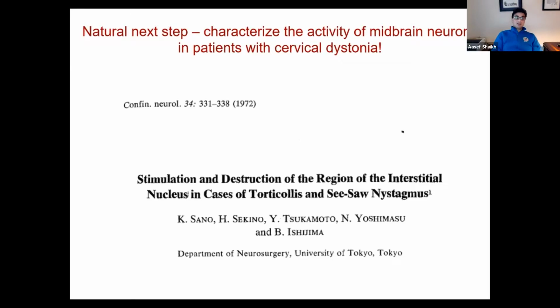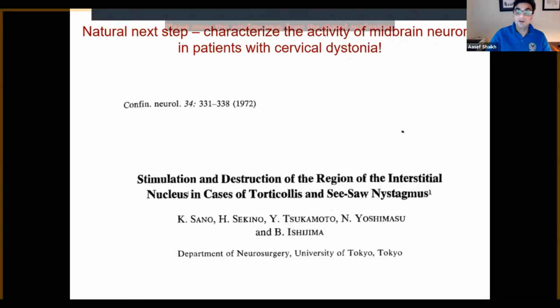But then I came across this paper, which was published in 1972 from Japan. What they did back in those days, before botulinum toxin was invented, before DBS was invented, is they would go into the nucleus of Cajal in humans, and they would lesion the nucleus of Cajal to treat what they call torticollis, which is a name for cervical dystonia. I thought, gosh, I should be 30 years older than what I am to do this. But of course, that was not a possibility, right?